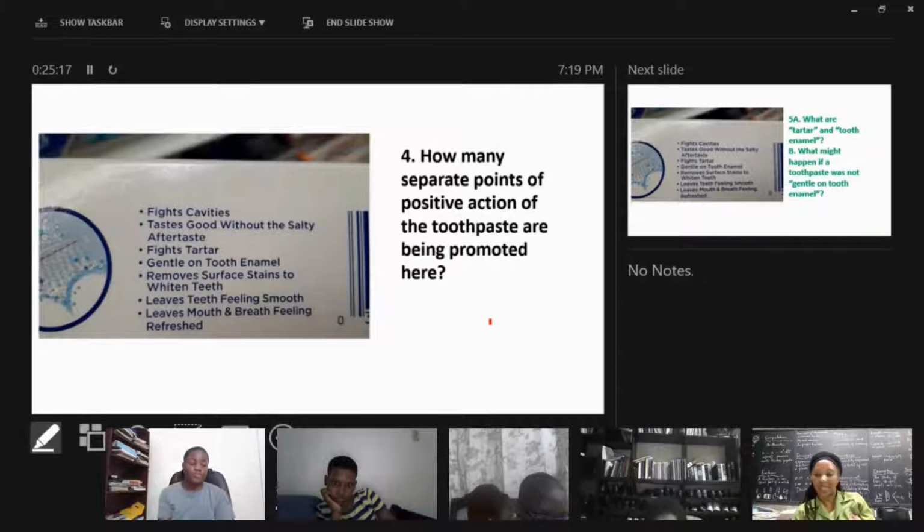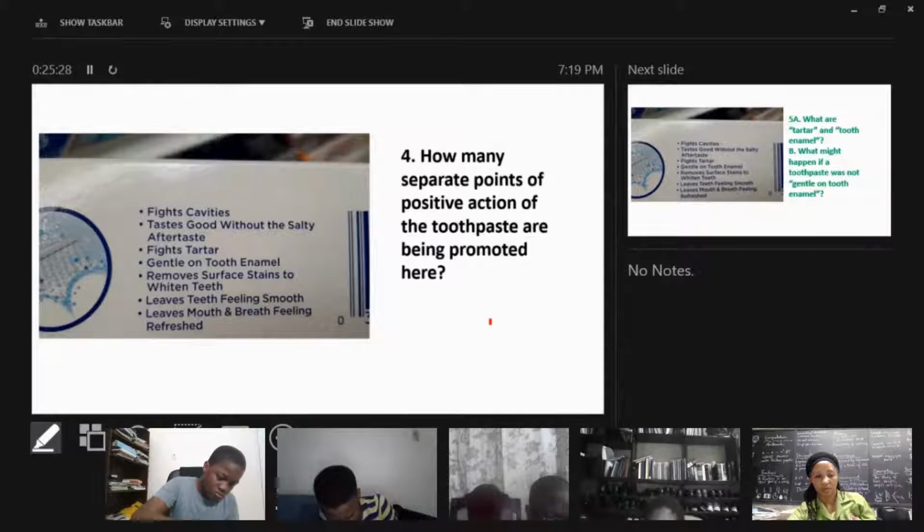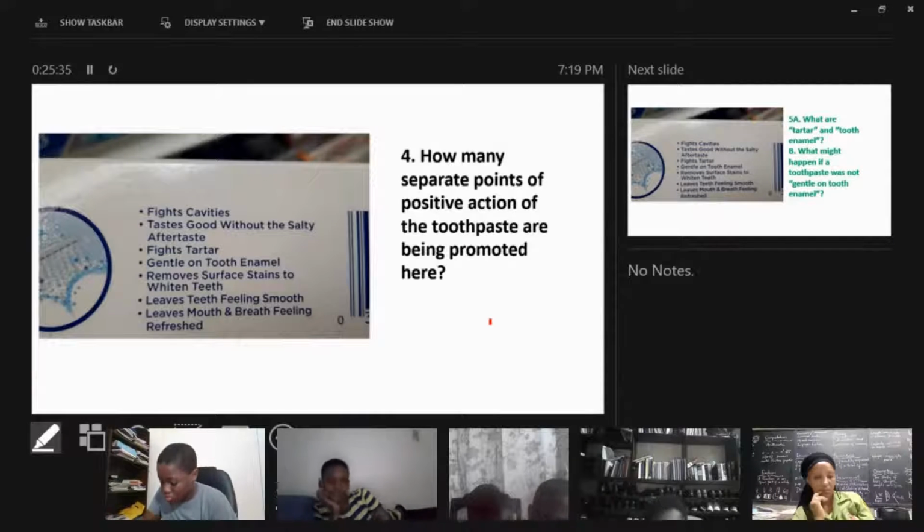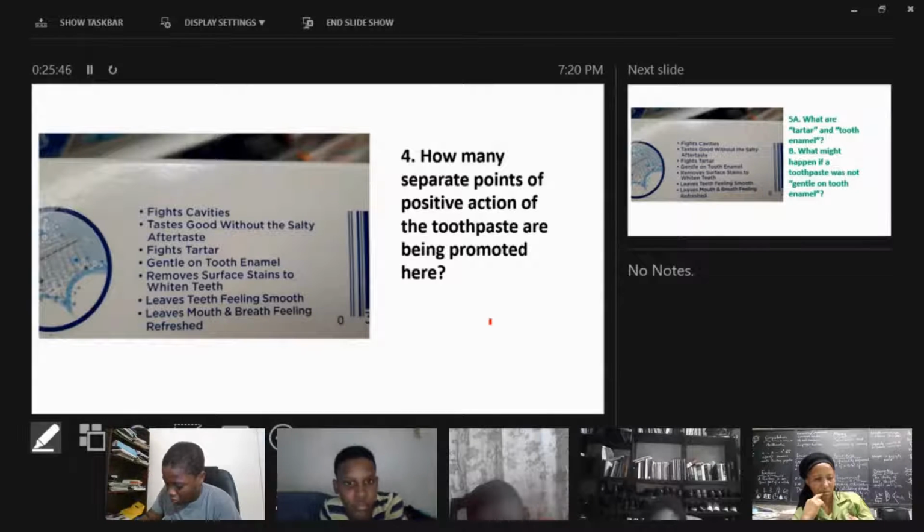All right. How many separate points of positive action? Out of the list, four: fight cavities, fight tartar, remove surface stains to whiten teeth, and leaves mouth and breath feeling refreshed.